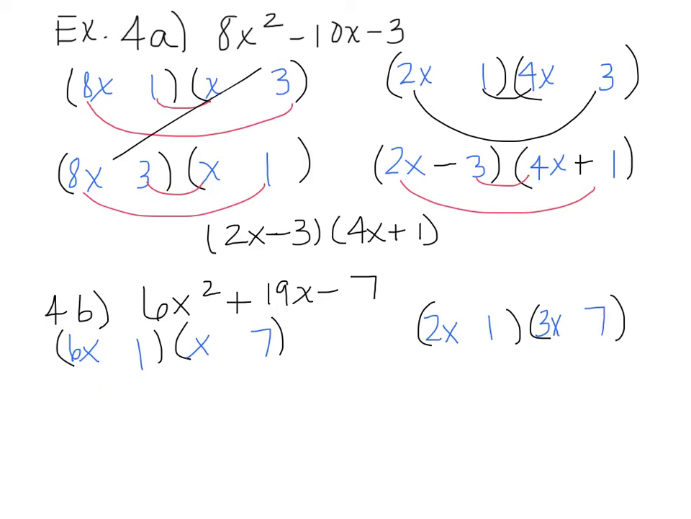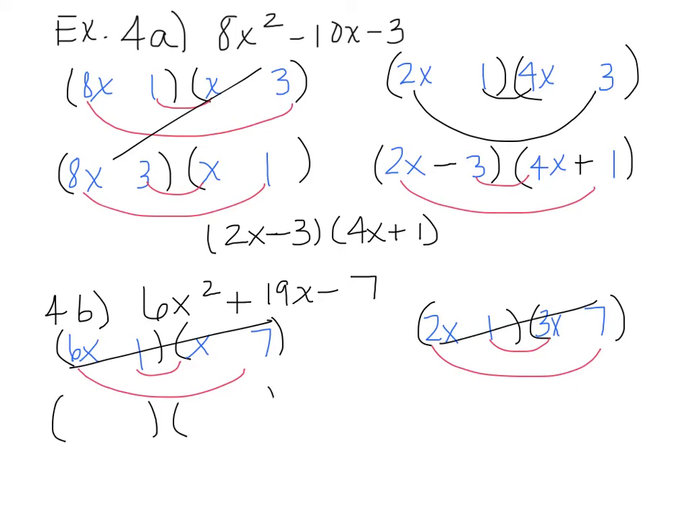Now remember, when we multiply the outer and the inner, we got to make a 19. So this will be 42 and 1. Won't work. This will be 14 and 3. Won't work. So what I'm going to do is change or switch the 1 and the 7.